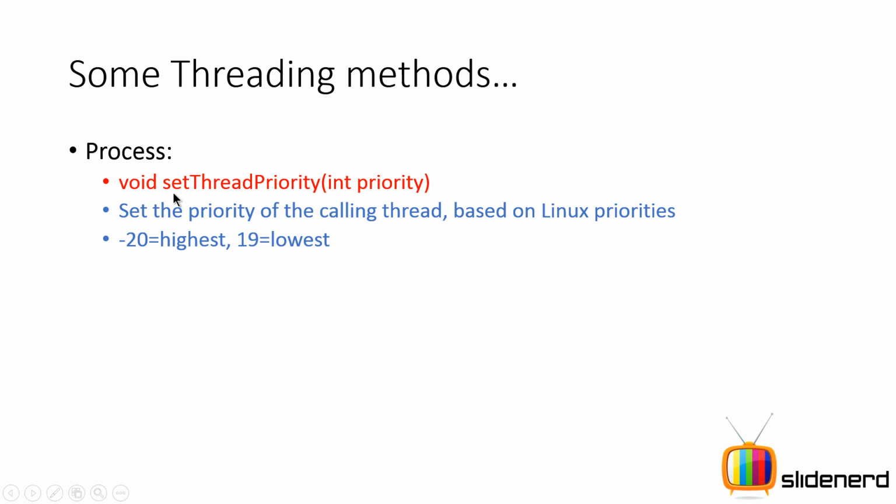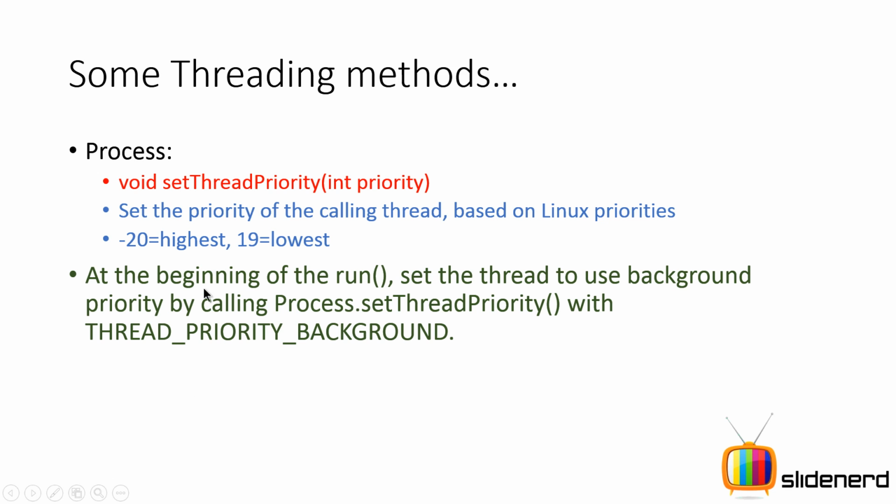And of course, last but not the least, here's another method that belongs to the class Process, which is called setThreadPriority. Now the lower numbers indicate higher priority and the higher numbers indicate lower priority. Of course, that sounds weird, but that's how things work in Linux. So -20 is the highest priority and 19 is the lowest. The recommendation by developer.android.com is to call Process.setThreadPriority right inside the run method of your thread with THREAD_PRIORITY_BACKGROUND.